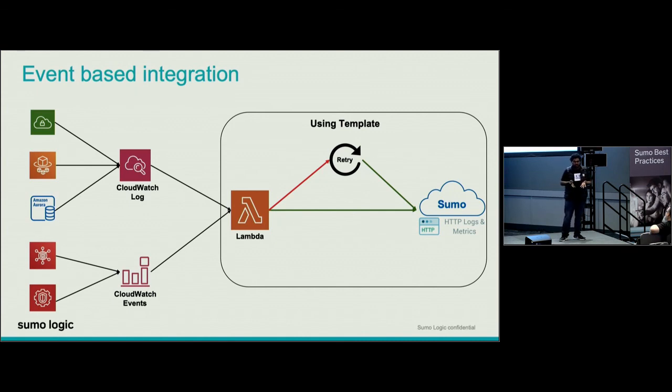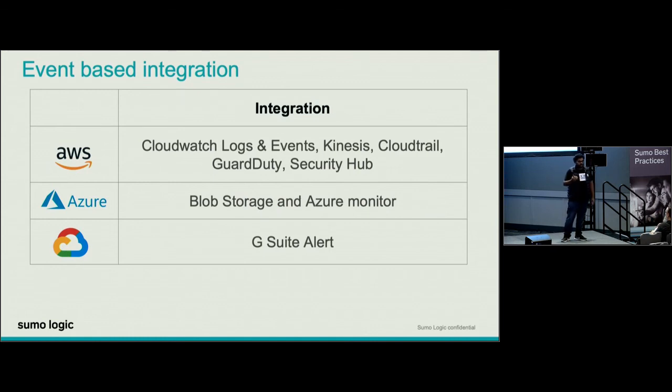So far we have looked at the AWS environment, but for Azure we provide a template, and for GCP too. In the Azure world we call it ARM, Azure Resource Manager, and for GCP it is Cloud Deployment Manager. These are the integrations which we provide. AWS has a lot of integrations, whereas for Azure we provide integration to collect logs from blob storage and events from Azure Monitor. For GCP we are building new integrations. For now we have GCP Suite Alert.